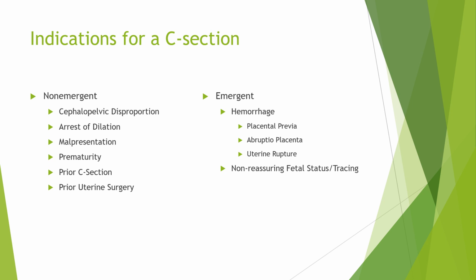risk of operative bleeding. For an emergent C-section, hemorrhage remains the leading cause of maternal mortality, causing 25% of peripartum deaths. Risks of hemorrhage in the parturient include placenta previa, abruptio placentae, and uterine rupture. Another reason for an emergent C-section includes non-reassuring fetal heart rate tracings, such as recurrent late decelerations, recurrent variable decelerations, and bradycardia.